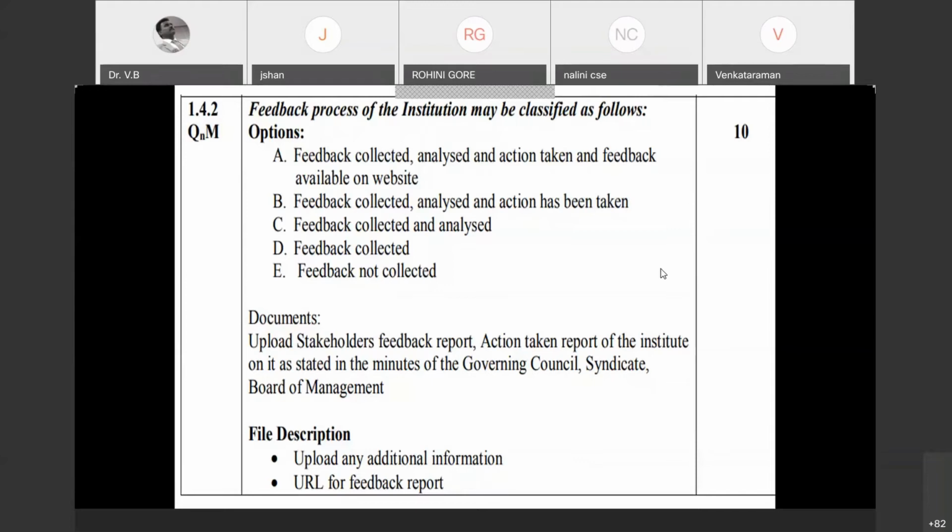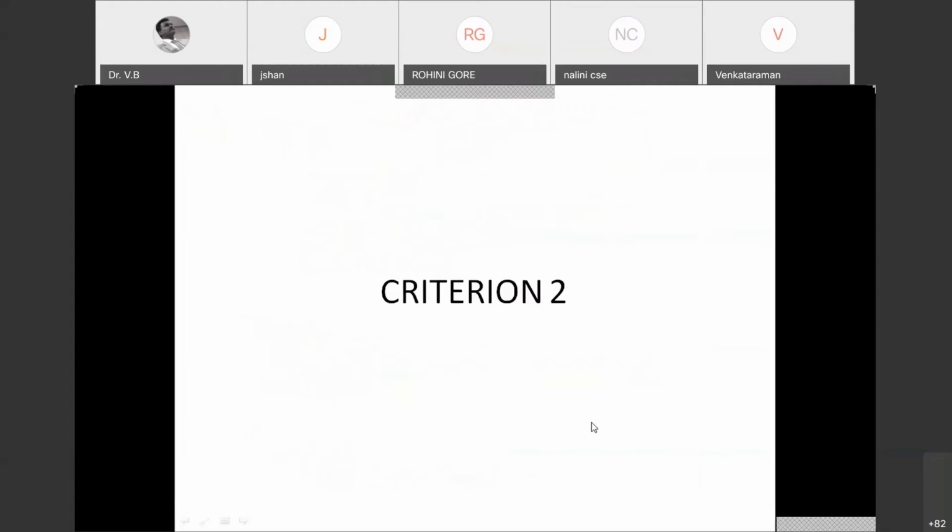That is the yardstick. So if your answer is A for this question, saying that yes, we have collected, analyzed, and action taken, and feedback is also available on our website, then that link should be given. The URL for that link should be given in this SSR, so that once the committee clicks on this link, it should take them directly to that page on our website. And now that completes criteria number 1, that is heading number 1.